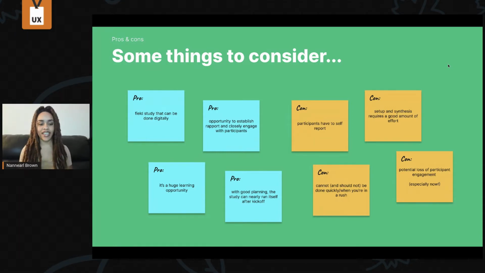Another pro that I have up here is that there is an opportunity to establish rapport and build a connection between our users and researchers. And so sometimes we don't have that opportunity as much, at least not in the sense of going over a long period of time with these same people. But diary studies allow us to do that.